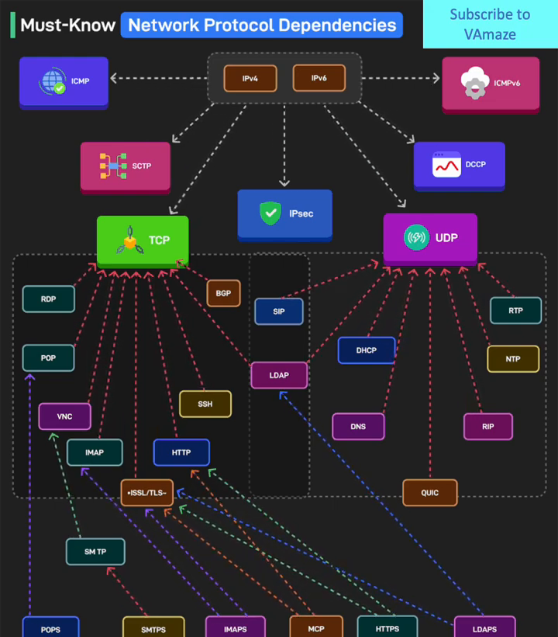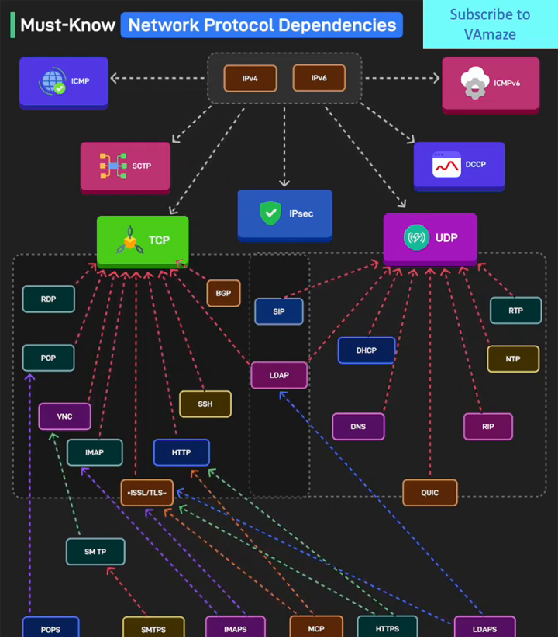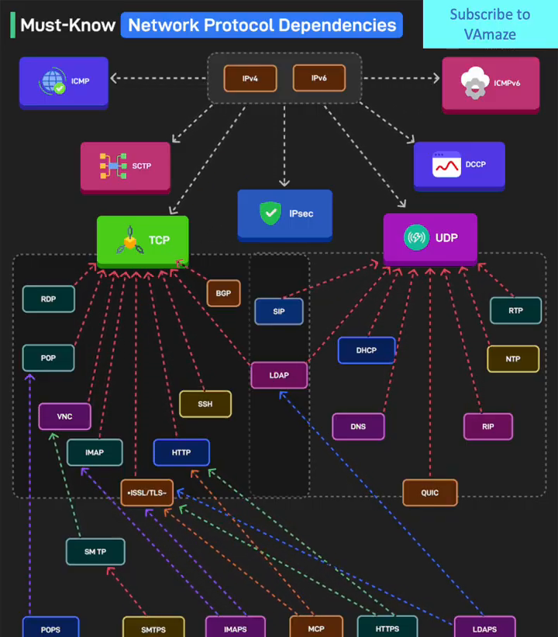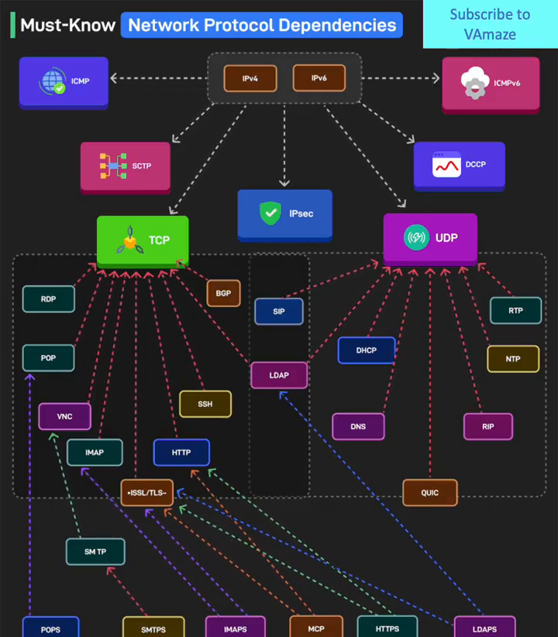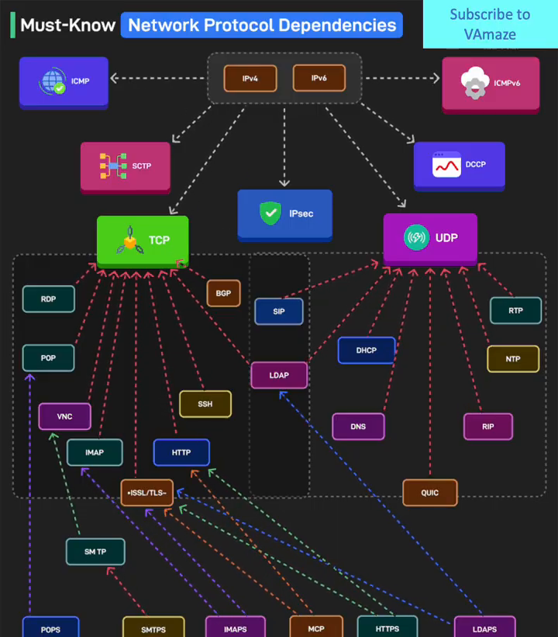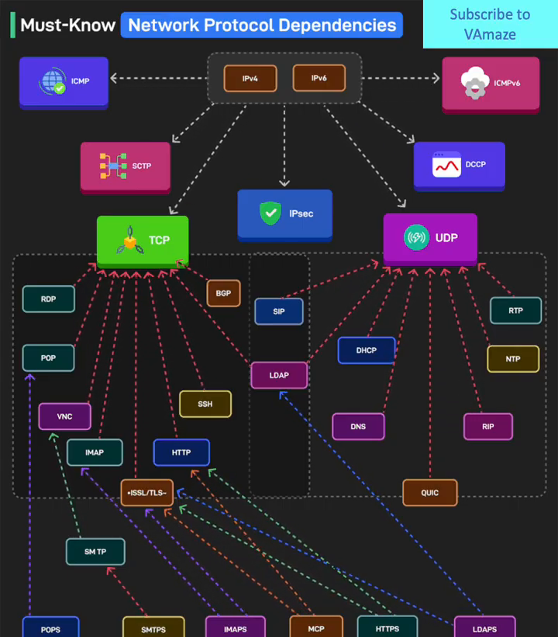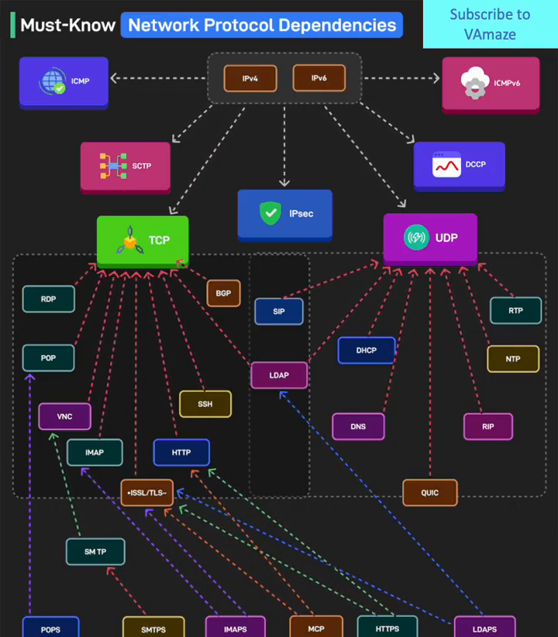Putting it all together. To recap, start at the IP layer, IPv4 or IPv6. If you need reliability and ordering, choose TCP. If you need low overhead or multicast and broadcast support, choose UDP. On top of TCP, you'll find the majority of traditional services: web servers, HTTP, HTTPS; mail, SMTP, SMTPS, IMAP, IMAPS, POP3, POP3S; remote access, SSH, RDP, VNC; directory, LDAP, LDAPS; routing, BGP; and session control, SIP.